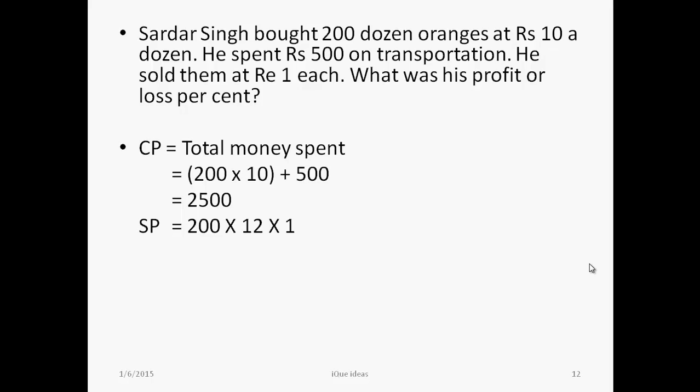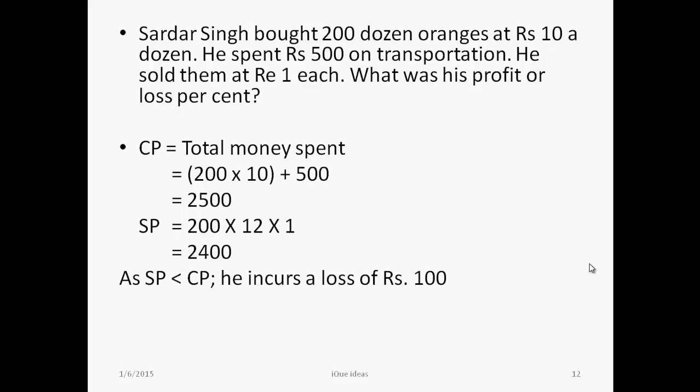Now, the sale price is 1 rupee per orange and we have got 200 dozen oranges. So 200 into 12 into 1 gives me a sale price of rupees 2400. As SP is less than CP, he incurs a loss of rupees 100 and the loss percentage calculated keeping my cost price as the base works out to 4%.